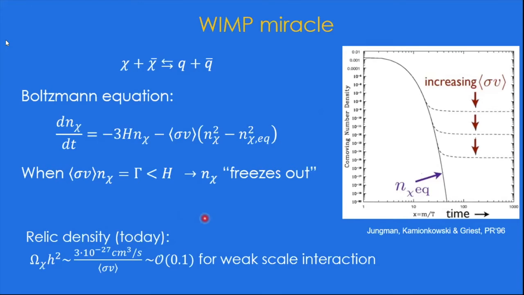Since WIMPs are theoretically well motivated and naturally give the correct relic density, and are also testable or accessible by experiments, what can we ask more?